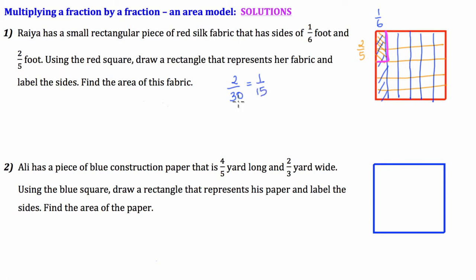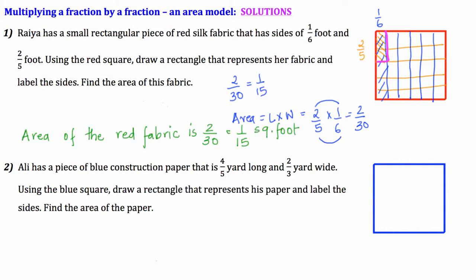Now if we use the formula for area, which is area equals length times width, the length in this case is 2/5 and the width is 1/6. And the way we multiply fractions is we multiply the numerators and multiply the denominators, and that is equal to 2/30ths, which is equal to 1/15. So the answer sentence for this problem is the area of the red fabric is 2/30ths or 1/15th of a square foot.